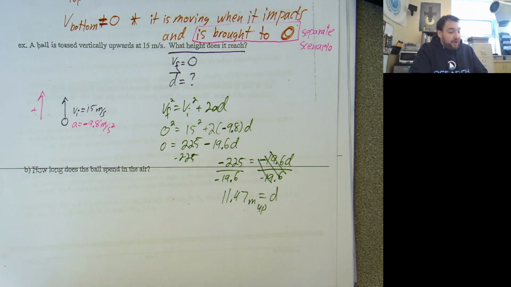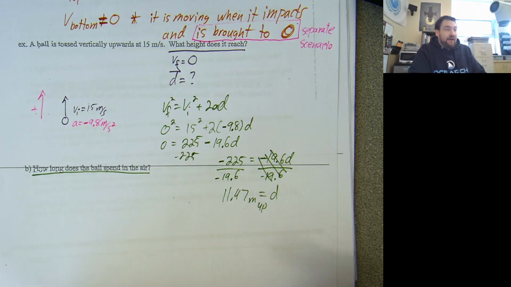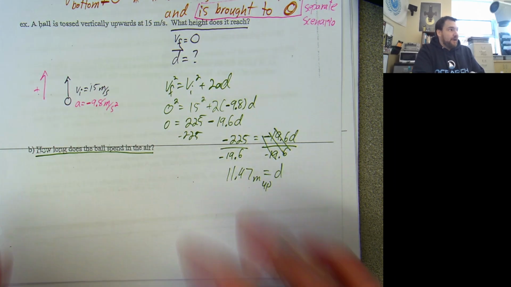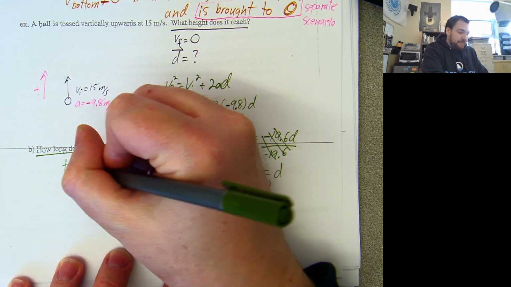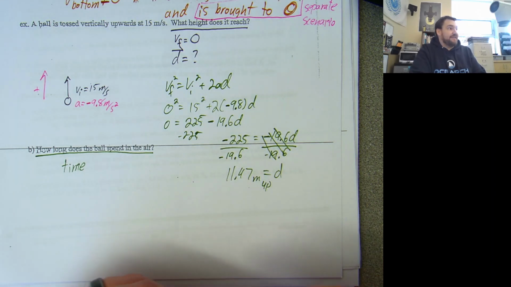Okay, so that's part A. Let's take a look at part B. How long does the ball spend in the air? What is baked into that question? What are we looking for? Time. What time? Time to do what?